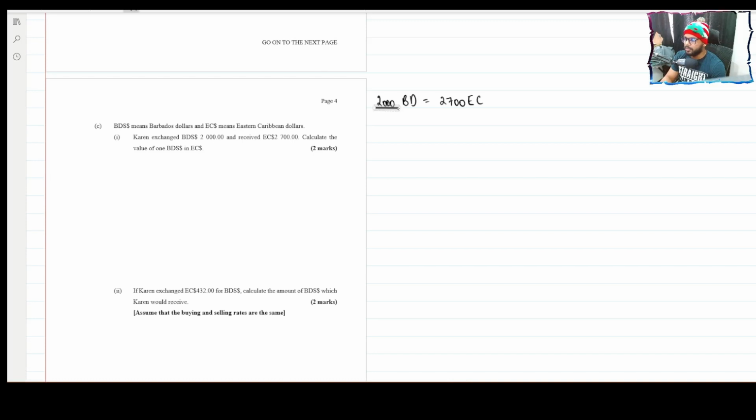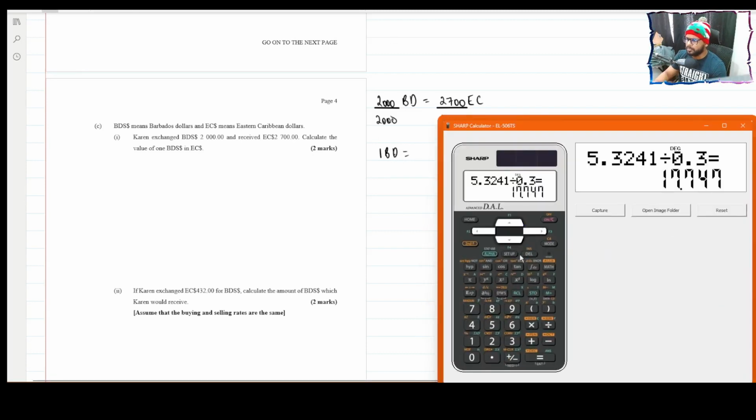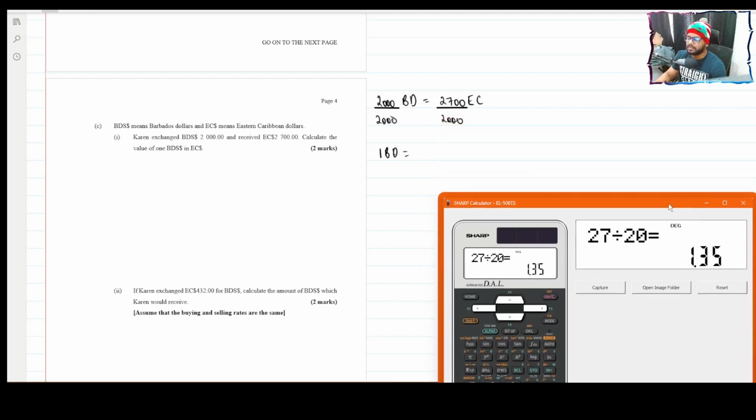So if I divide this by 2,000 and I divide this by 2,000, I'm going to get 1 Barbados dollar. So 1 Barbados dollar is equal to 2,700 over 2,000. That is just 27 divided by 20, which is $1.35. Please note $1.35 EC. Please note that when it comes to money, money is always in 2 decimal places. So if I had more than 2 decimal places in my answer on the calculator, I would just approximate to 2 decimal places.